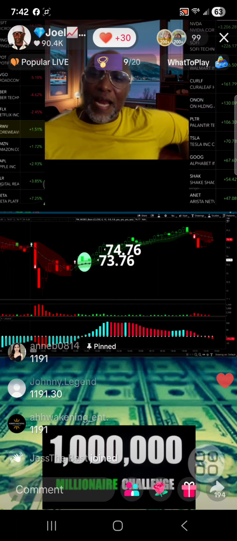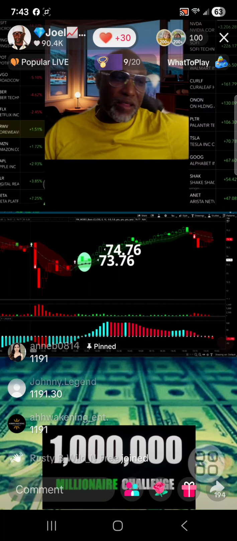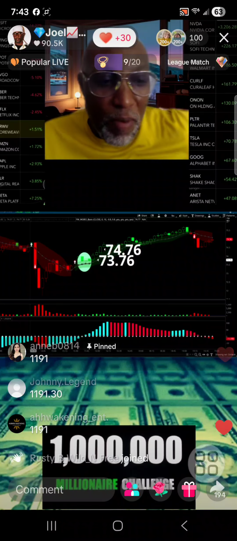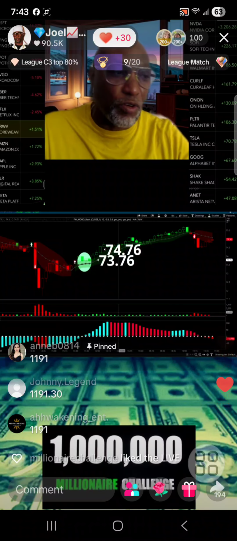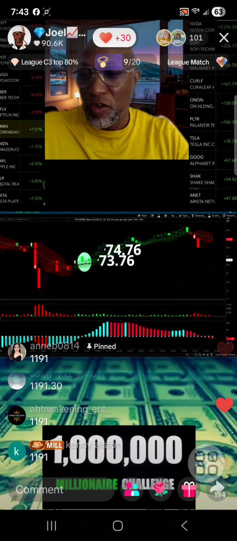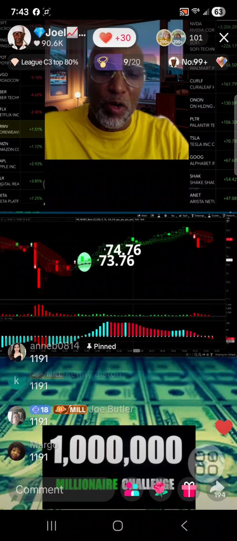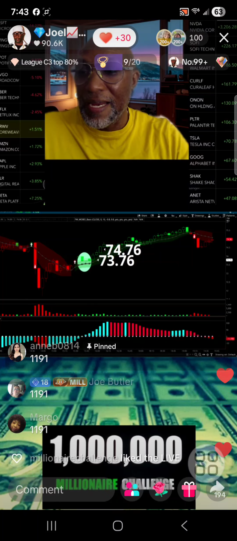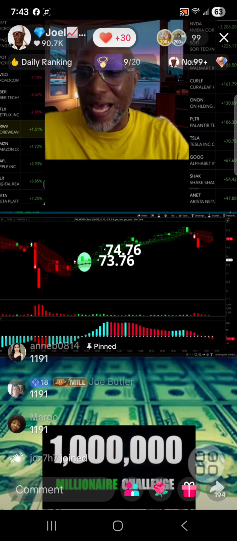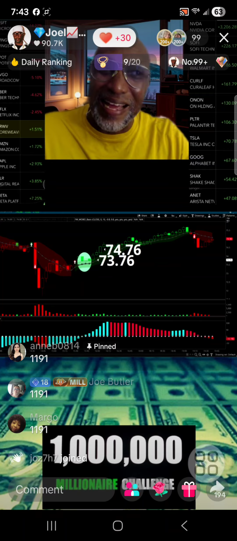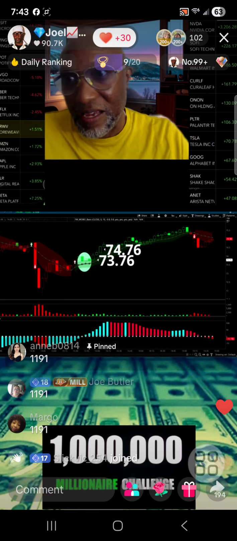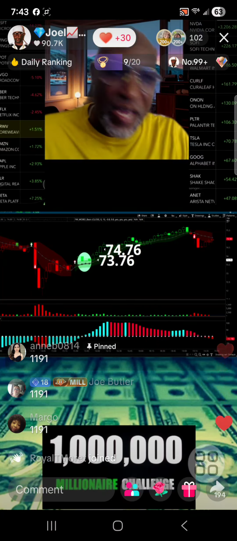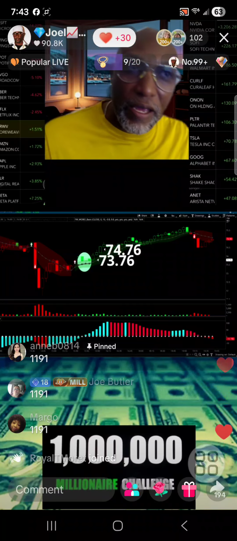How much money did I need in my account to make that $100? What was my margin requirement on Thinkorswim? $1,191. Almost a 10% return in 30 minutes at the end of the day. At the end of the day, you missed a whole day.